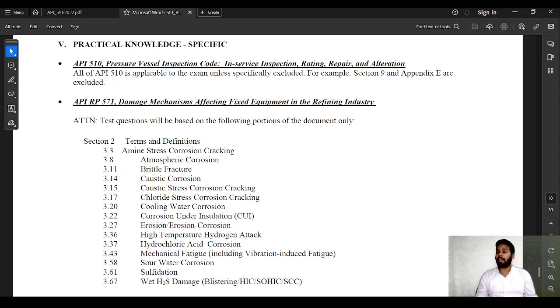So first is the API 510 code. The entire code is subjected to testing because that is the main code. Just Section 9 is not going to be part of the examination, and Appendix E is excluded. Apart from that, the entire document is needed.